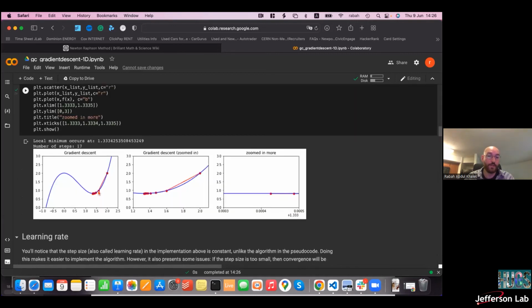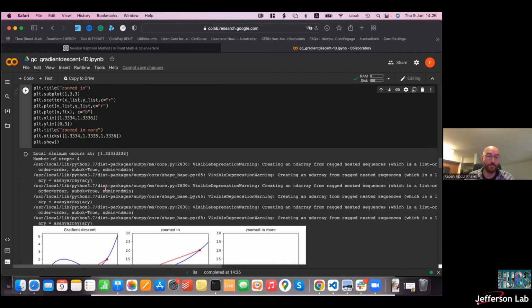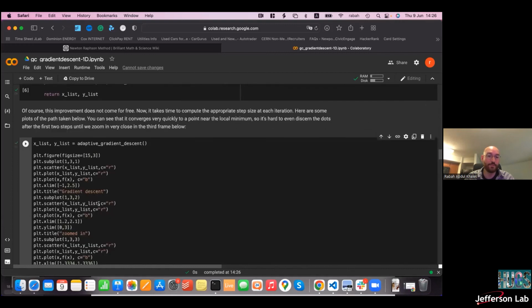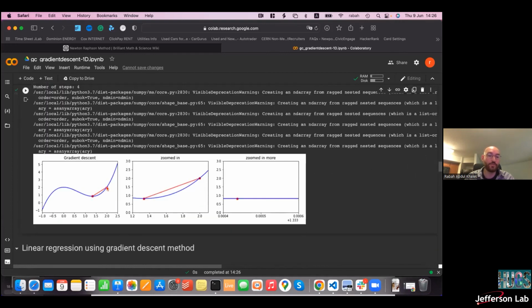And usually when you solve proper problems, you would always use adaptive gradient descent. So you would not fix the learning rate yourself. You would give it to the algorithm to find it. And you save a lot of iterations, basically.